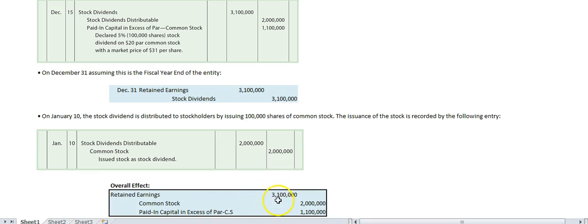And then you use retained earnings to buy it. So retained earnings goes down by 3.1 million. Now you have 3.1 million worth of stock, right? And you give it to your shareholders in the form of a stock dividend. And so now you have 3.1 million worth of stock circulating. That equates to 2 million par value and 1.1 million excess par.